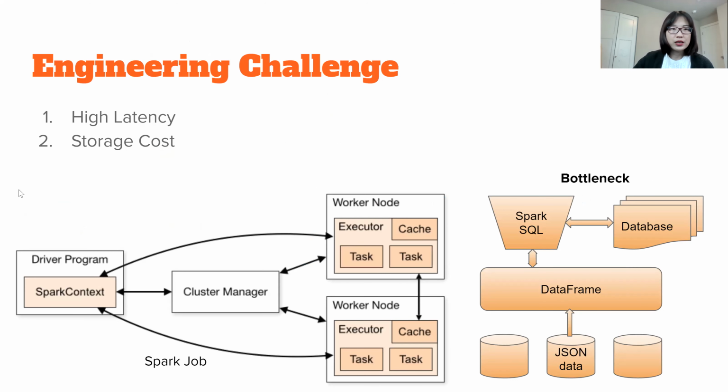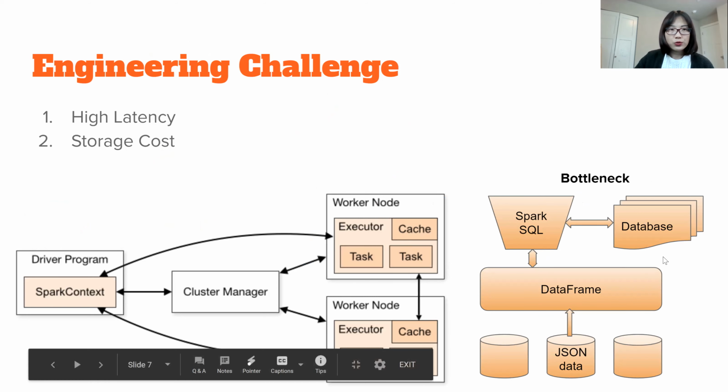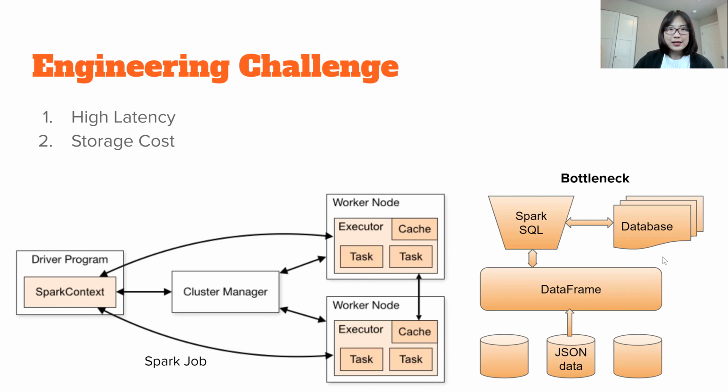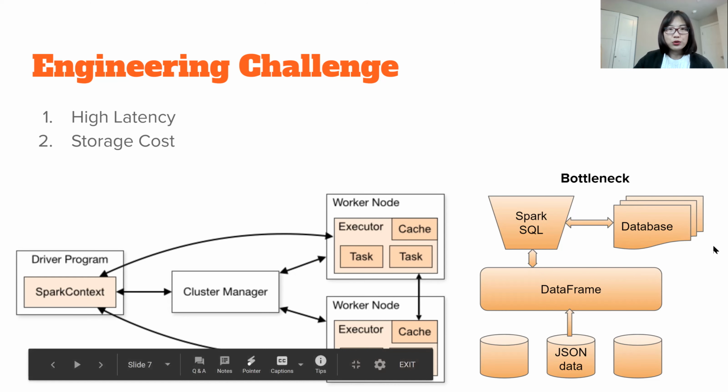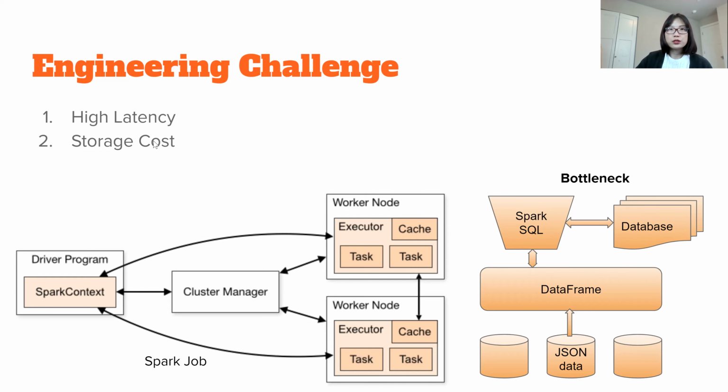Spark is a distributed computing framework that utilizes MapReduce for parallel processing. A driver creates a job and schedules the tasks. Cluster manager then assigns tasks to executors on the worker nodes. Spark reads JSON data into a data frame. Spark SQL does the queries, data shuffling, and uploads into the database. So this procedure is the bottleneck and presents many issues, such as latency and storage cost.